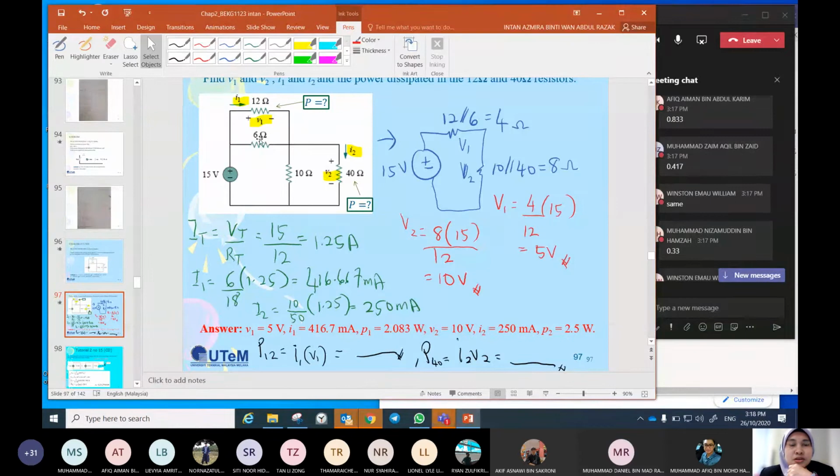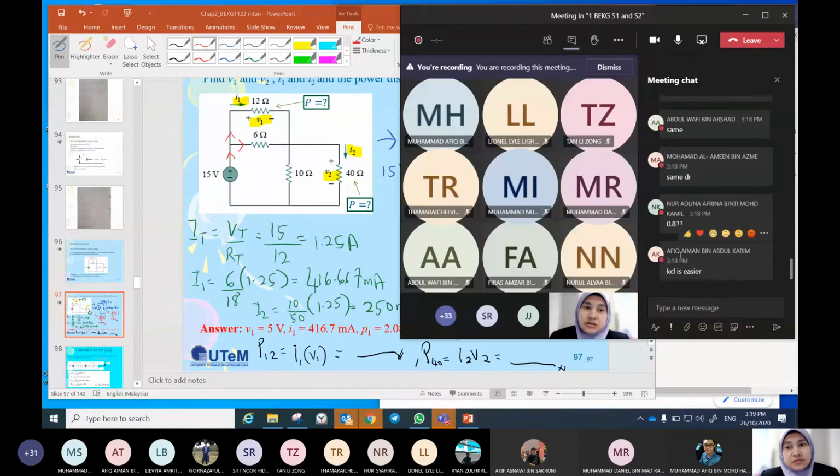So which one is easier? We have calculated I1, then we want to find the current through the 6 ohm, let's say this one is I3. Which approach is easier: the current divider principle, or total current minus I1? That is the principle of KCL, because total current flows from here and then divides into I1 and I3. KCL is easier, of course.